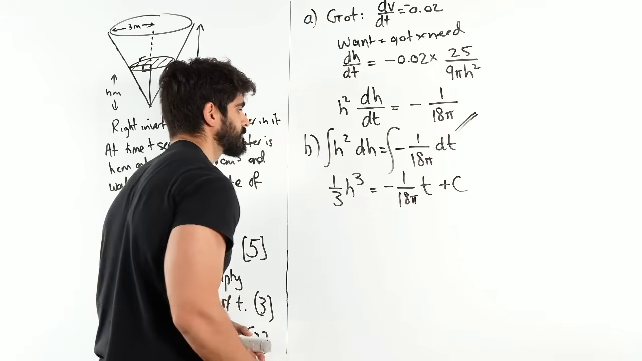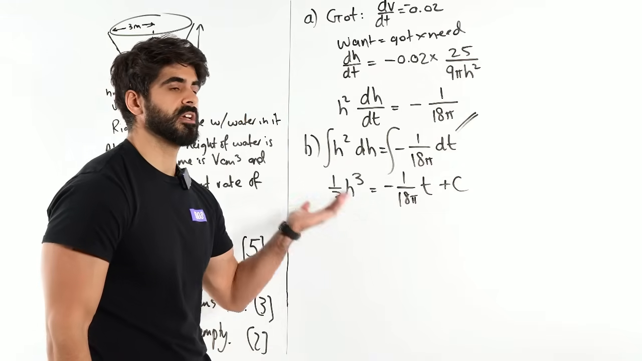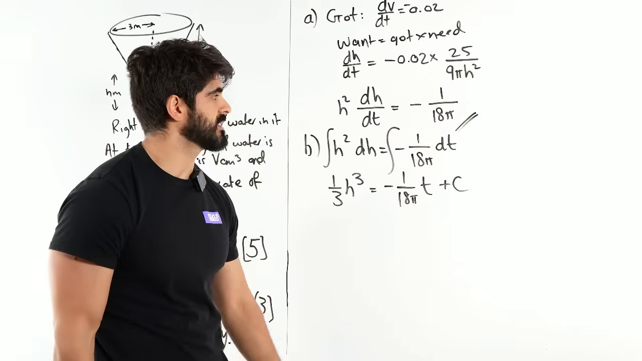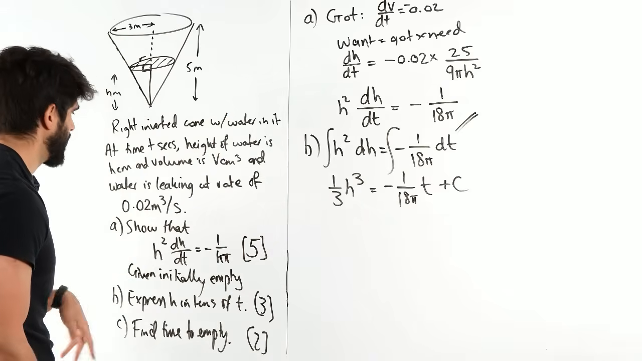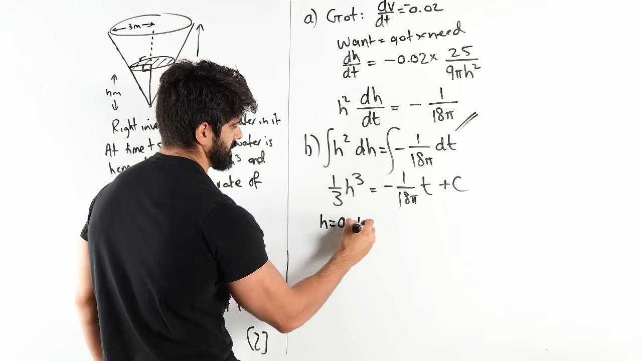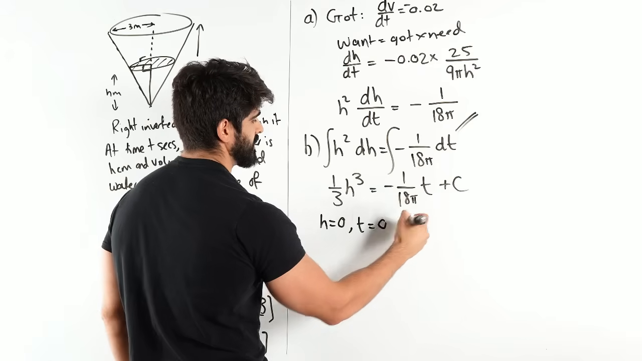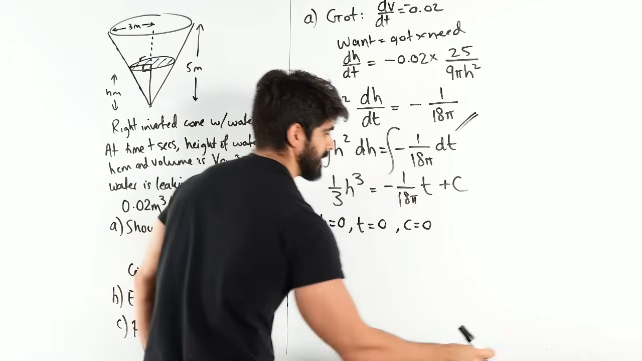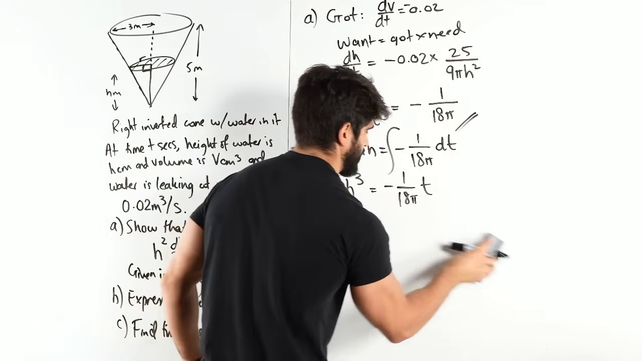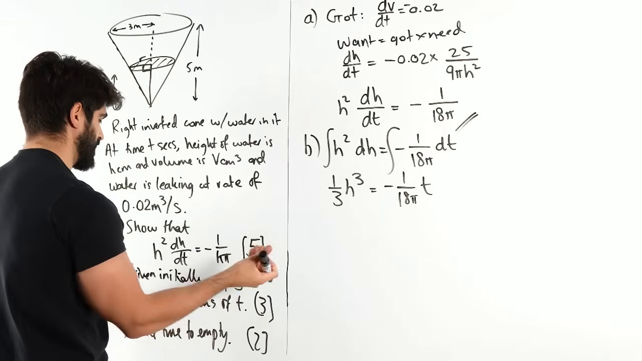Plus c. Right? Because imagine that said minus 18. You would just say minus 18t, right? So it's the same thing. Now, if it's initially empty, when h is 0, t is 0, so c is 0. Boom. So it just means I can get rid of this. That's my formula. I mean, it is only 3 marks. This should be the easy part.